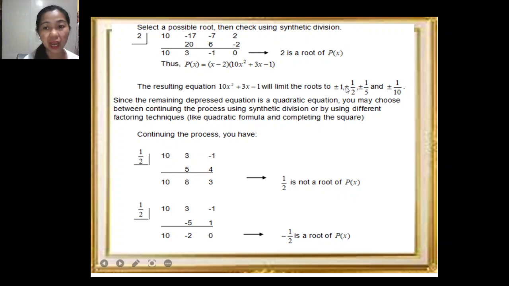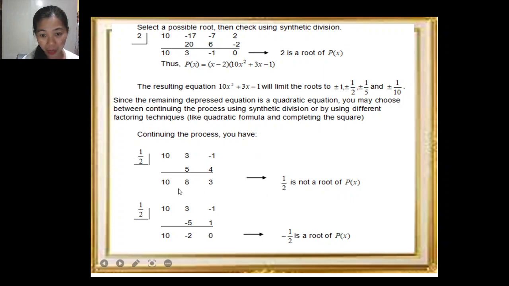At dahil marami pa nakalista doon sa possible root, pwede pa tayong pumili ng isa pa. So dito, ang pinili niya ay 1 half. Then, continue natin yung synthetic division doon sa natira sa third row. Bring down 10 times 1 half is 5. Then add, we have 8 times 1 half is 4. And add, we have 3. So, hindi ngayon 0 yung lumabas. Ibig sabihin, si 1 half, hindi siya root ng polynomial.